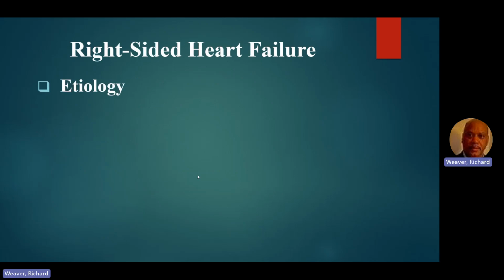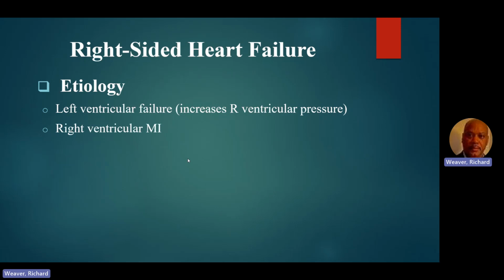The next one is right-sided heart failure, and the etiology is left ventricular failure. Left ventricular failure, when it is not fixed, is going to cause increased pressure for the right ventricle to push its contents through the pulmonary circulation and then, of course, to the left side of the heart, which is now congested. There's also right ventricular MI that causes right-sided heart failure. When the right ventricle is damaged from an MI, it fails to pump effectively.